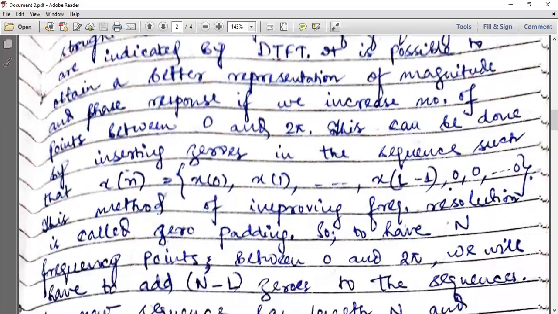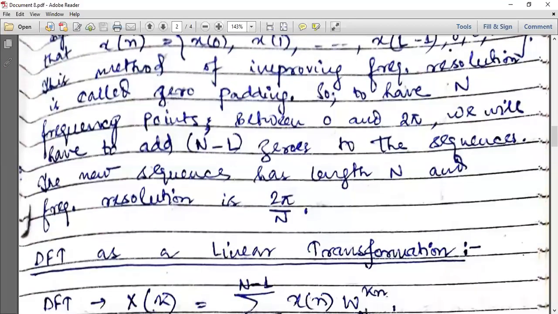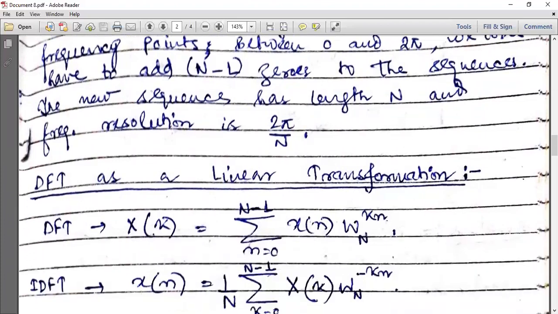So to have N frequency points between 0 and 2 pi, we'll have to add how many zeros to the sequence? Obviously N minus L number of zeros to the sequence. So the new sequence has length N and its frequency resolution will be 2 pi by N. Clear? Now this is all about zero padding. It's an important concept in DFT. There is no numerical related to it basically. It's a concept. Now we'll see discrete Fourier transform as a linear transformation.